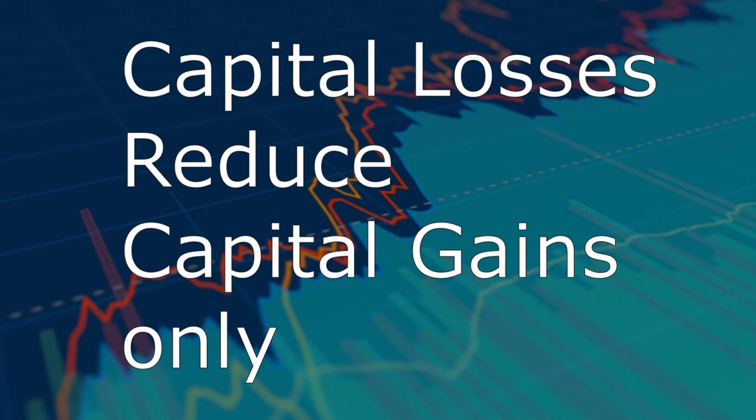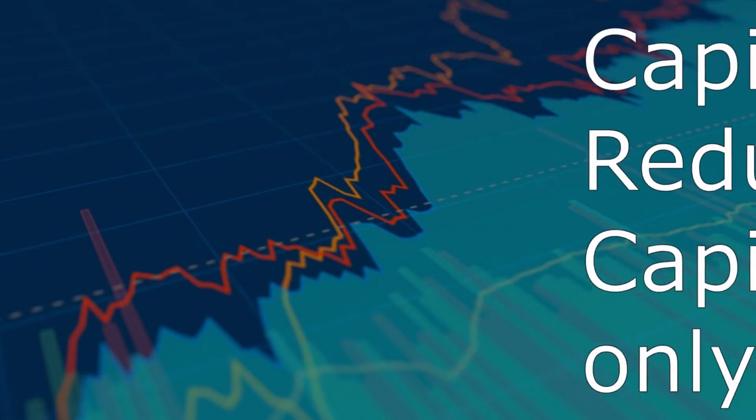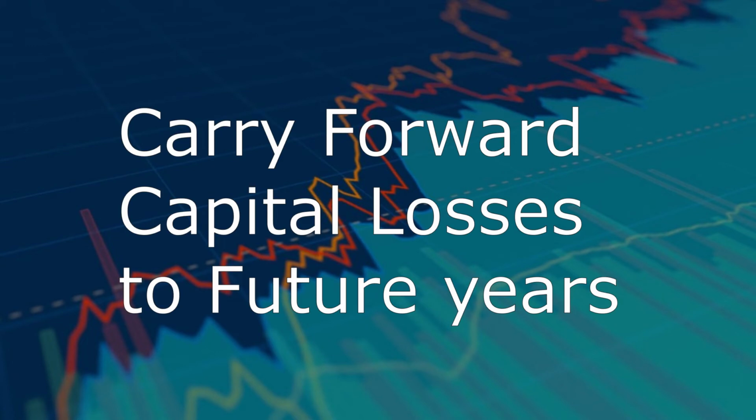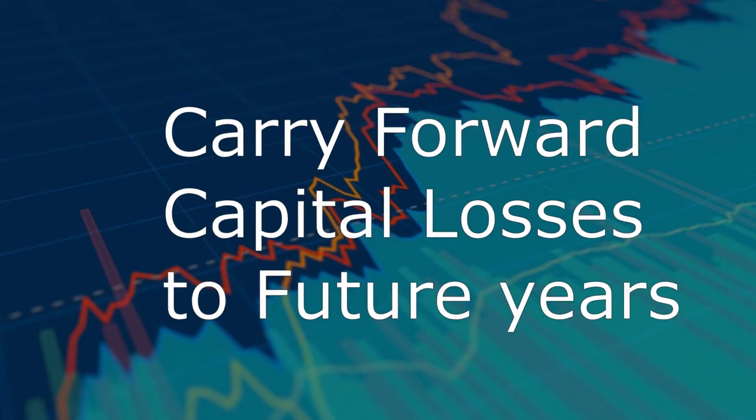Number 4. The fourth mistake I see taxpayers make is thinking that a capital loss can be used to lower other taxable income like salary and wages. Unfortunately, in Australia, capital losses can only be used to reduce capital gains from the sale of investments. You cannot reduce any other income with a capital loss. You can carry forward any unused capital losses and use them against future capital gains. So not all is lost if you have too many capital losses in 1 year.